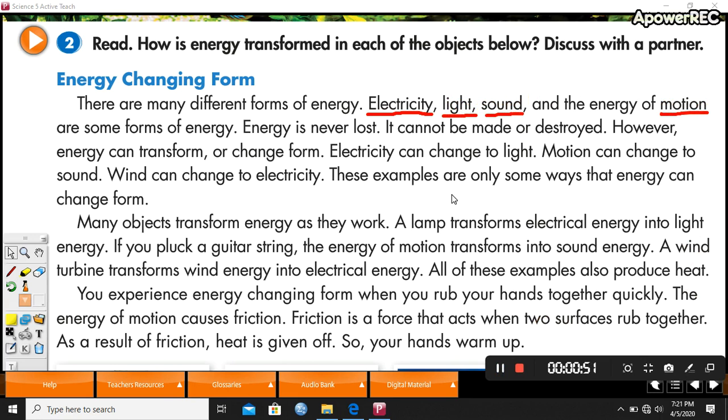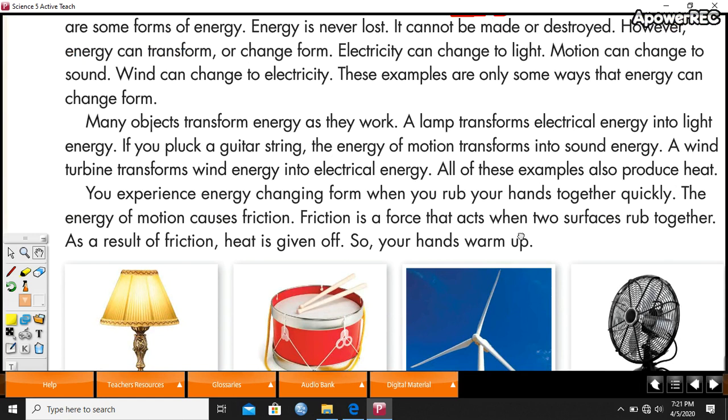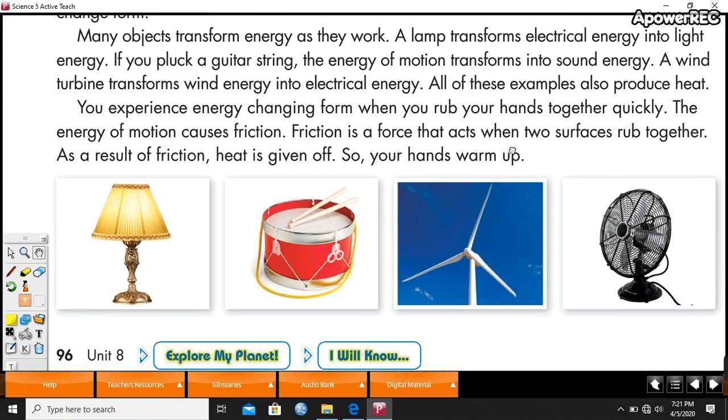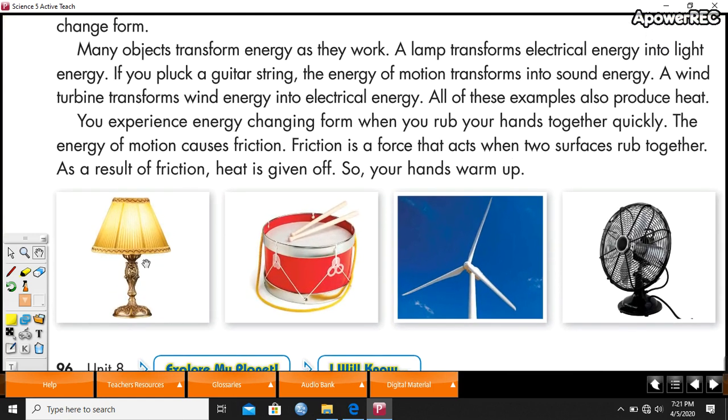Now let us see what changing form happened to those energies. We can see it from the objects in activity 2. How is energy transformed in each of the objects below? Now let's see the objects. There are 4 objects here. The first is a lamp. The second is a drum. The third is a wind turbine. And the last is an electric fan.